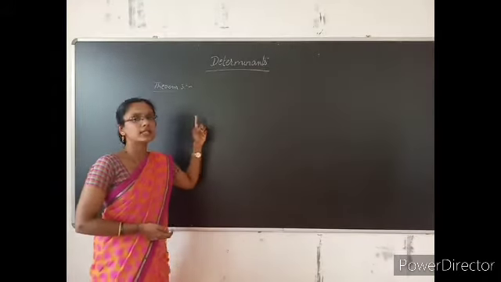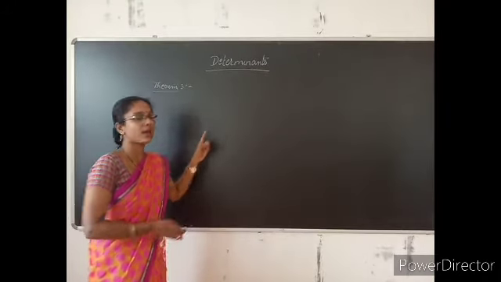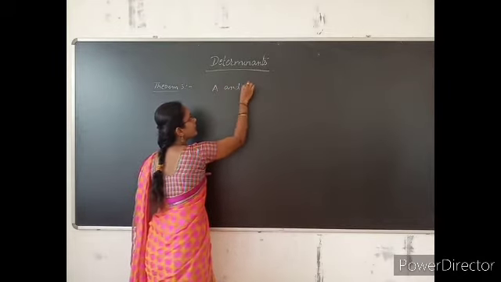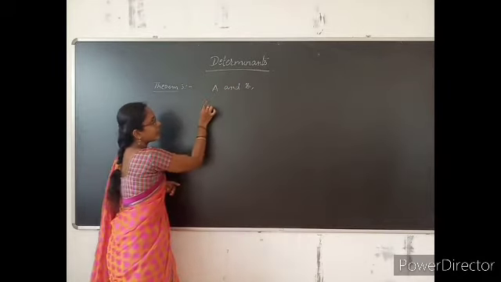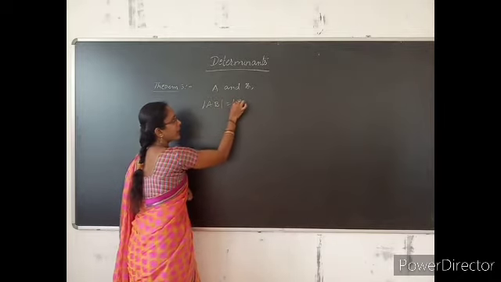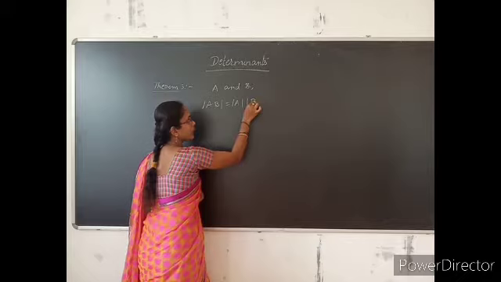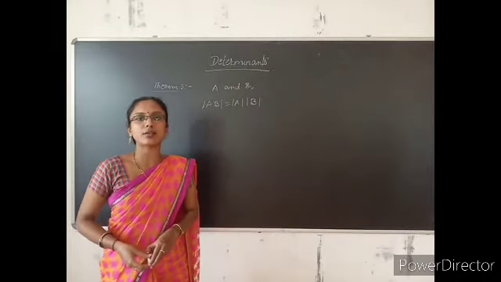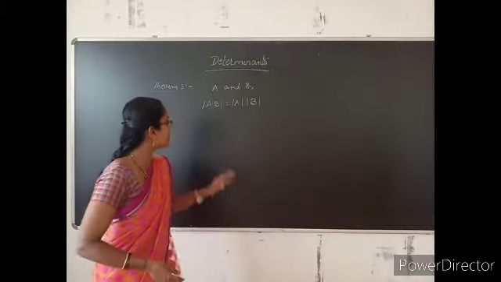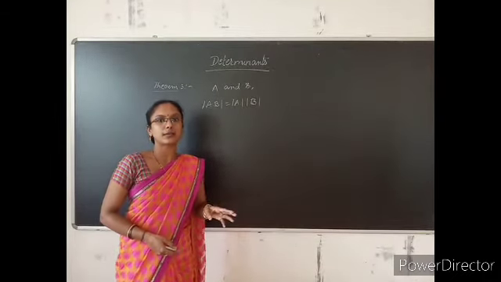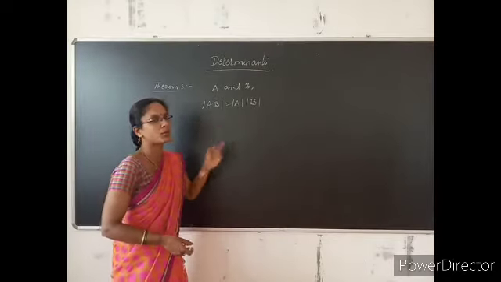For any two square matrices A and B of order n, we define the determinant of AB as equal to the determinant of A times the determinant of B. The determinant is a number associated with a matrix. So the determinant of AB is equal to the determinant of A times the determinant of B. This is one more result.